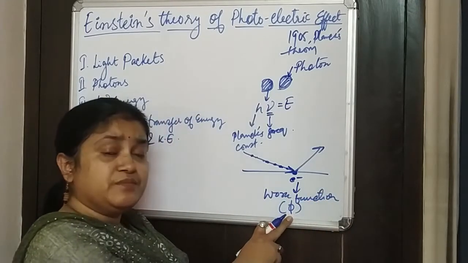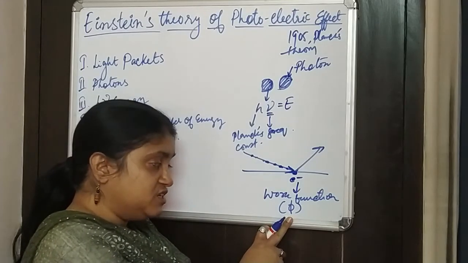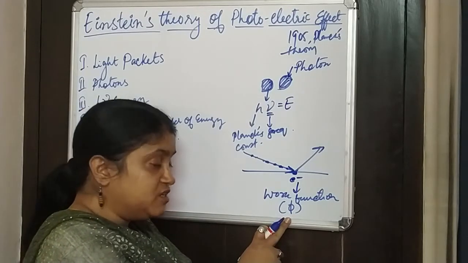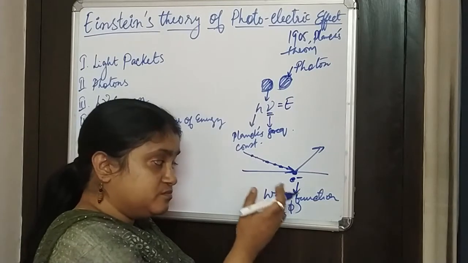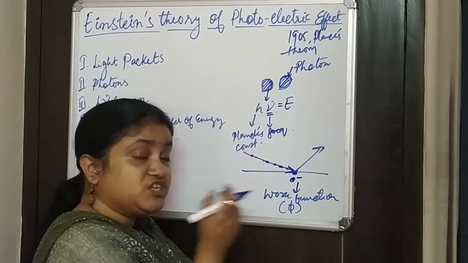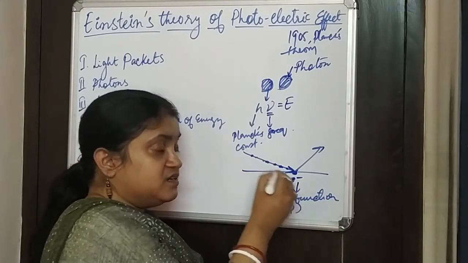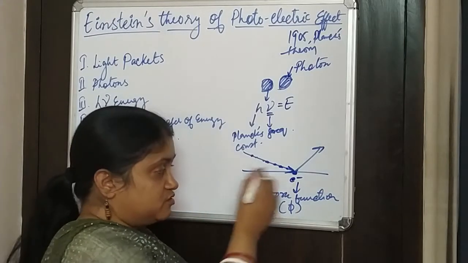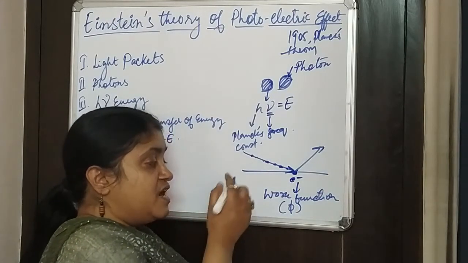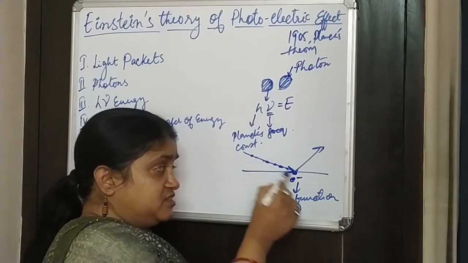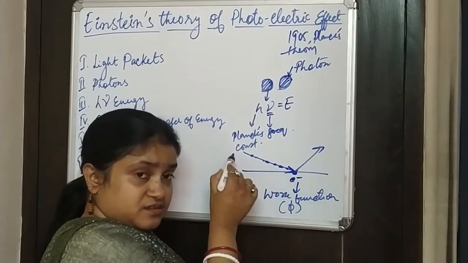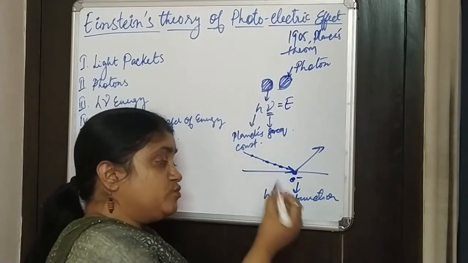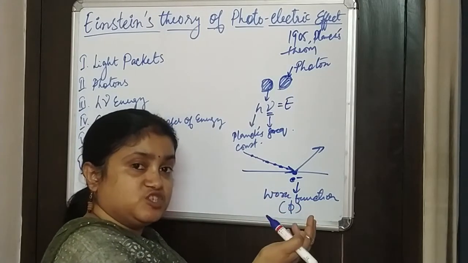This is the minimum amount of energy required for the electron to just escape the surface of the material, and therefore the energy of the incident light has to be more than the work function.